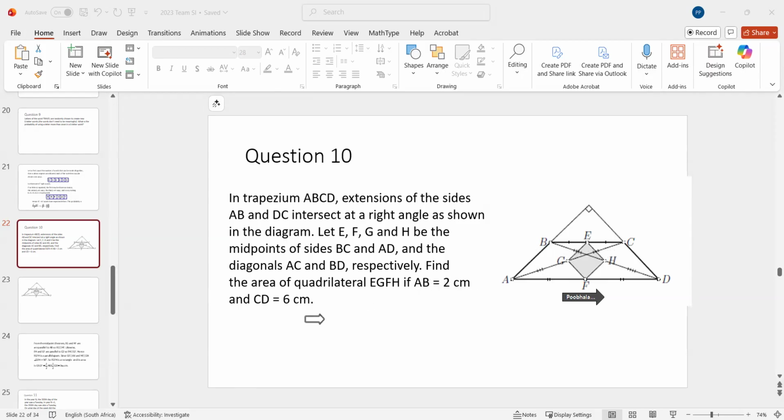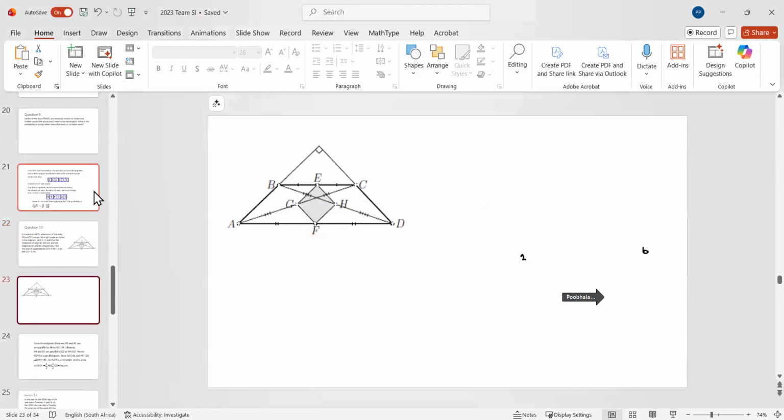It's given that AB is equal to 2 and CD is equal to 6. So you know that this is equal to 2 and this is equal to 6. All right. So how do you find the area of the shaded region? Okay, let's just have a look at the isolated diagram. And you see that, all right, so how do you find the area?